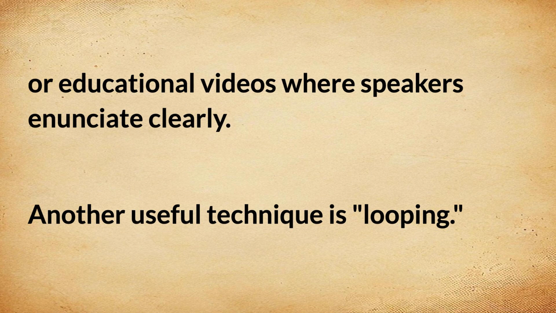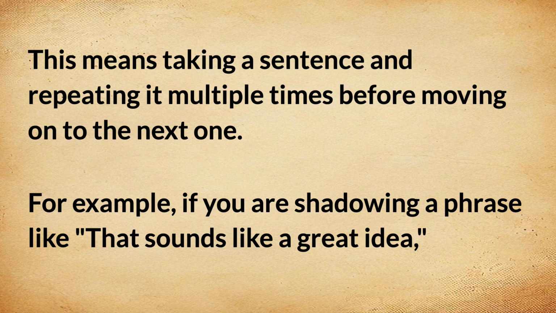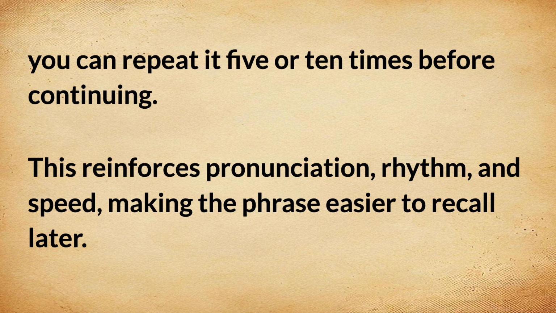Another useful technique is looping. This means taking a sentence and repeating it multiple times before moving on to the next one. For example, if you are shadowing a phrase like, "That sounds like a great idea," you can repeat it 5 or 10 times before continuing. This reinforces pronunciation, rhythm, and speed, making the phrase easier to recall later.